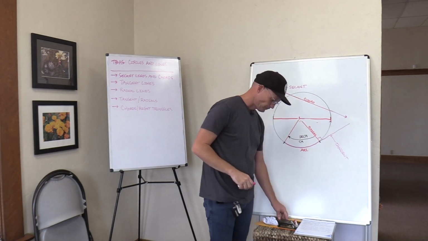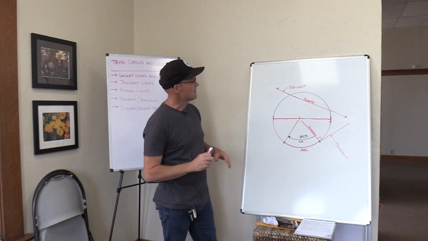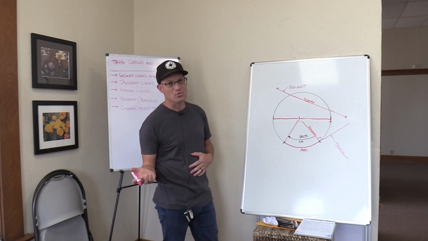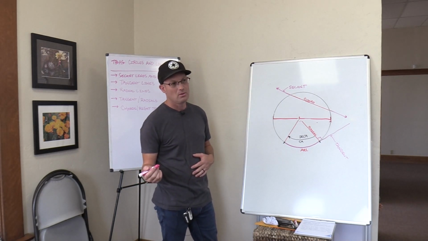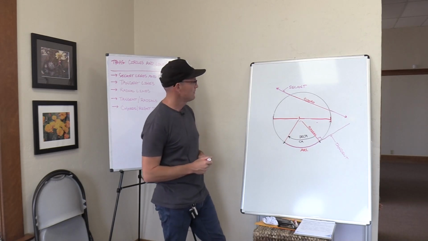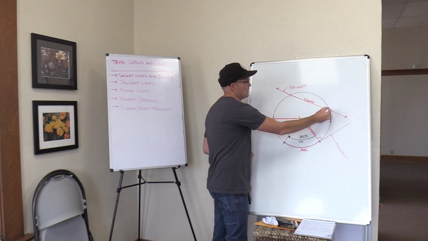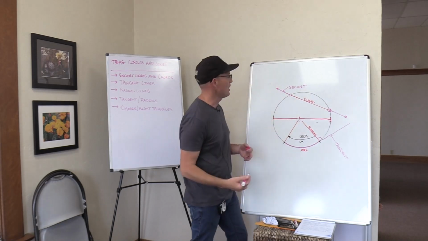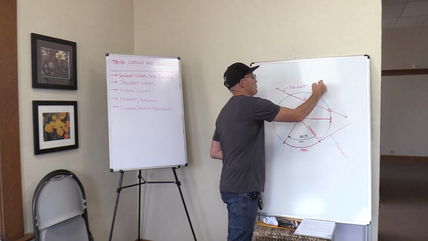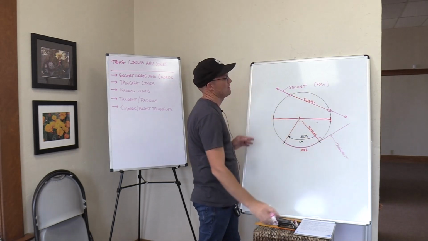Okay, so what is a secant line? A secant line is a line that passes through a circle and touches the circle at least 2 points, okay? So you can see we touched the circle here, and we touched the circle here. Now, I called it a line, but you can really think about this as like a ray. It goes on forever and ever in each direction.